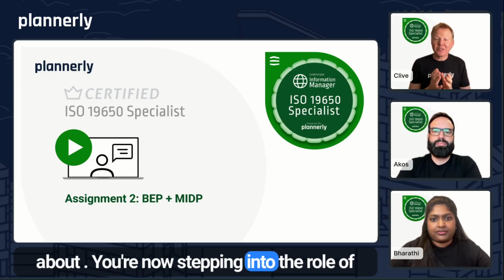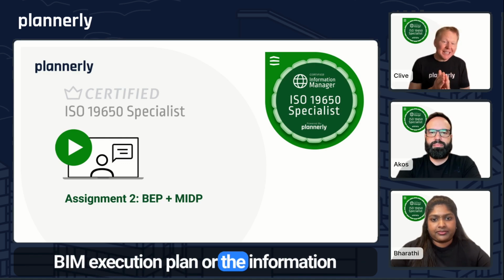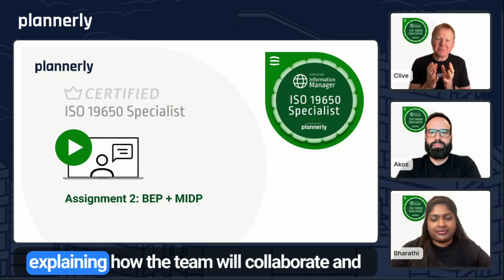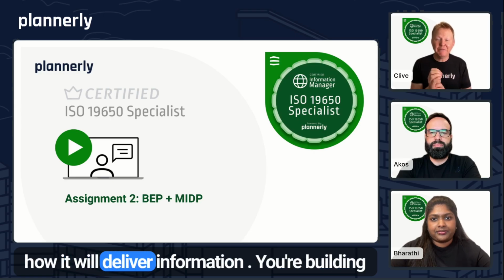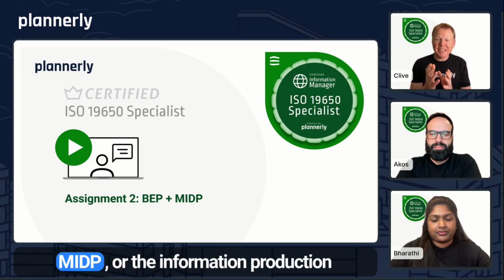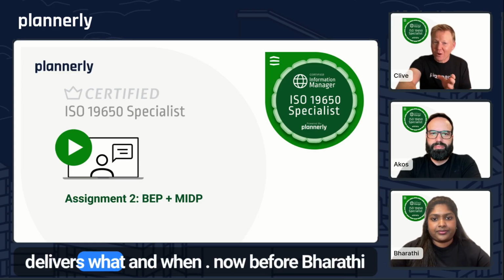You're now stepping into the role of the lead appointed party. You're building the BIM execution plan or the information requirements planning part, and you're really explaining how the team will collaborate and how it will deliver information. You're building the master information delivery plan, the MIDP, or the information production schedule. You're basically defining who delivers what and when.